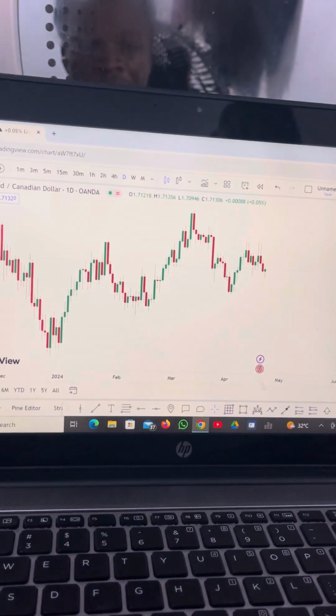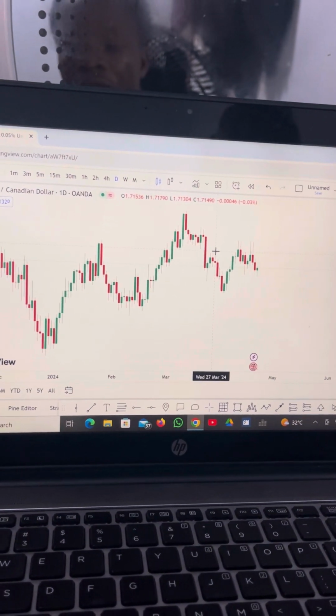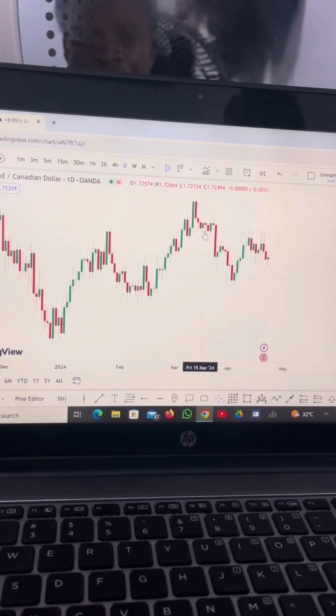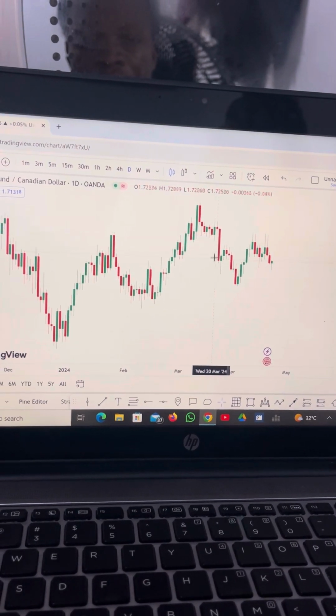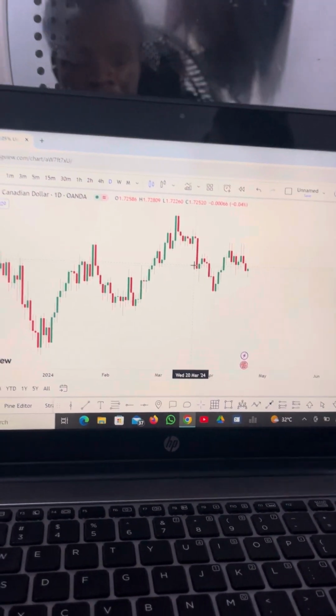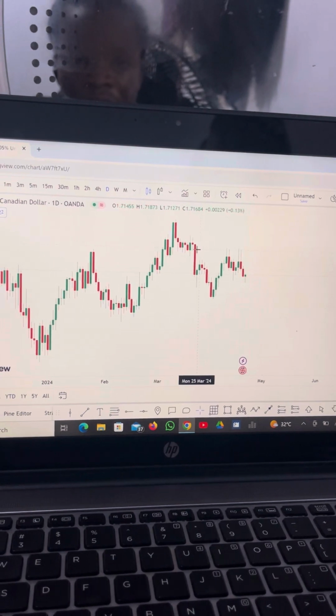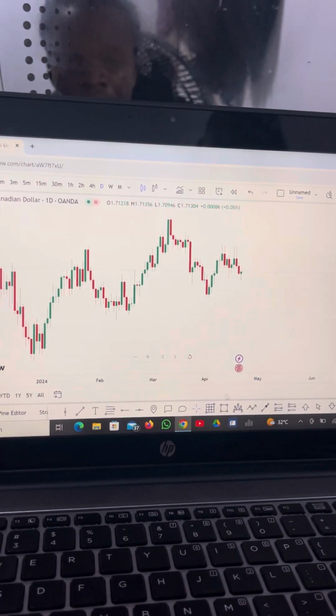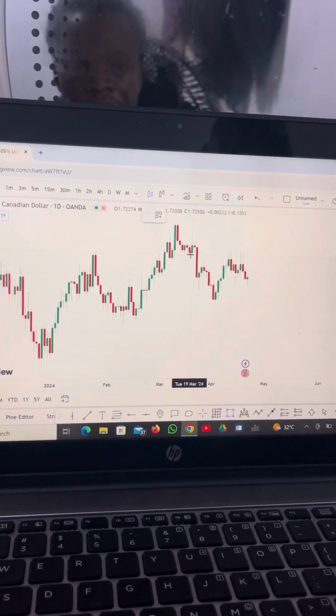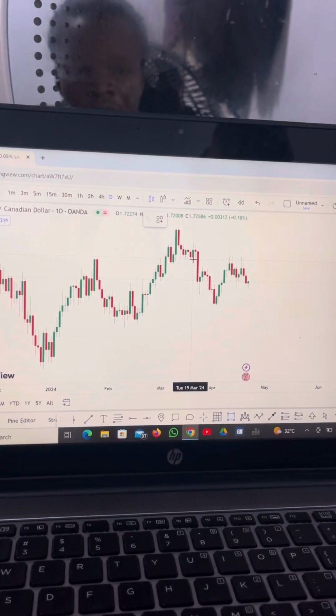So this is what I did when I woke up in the morning. I saw that the market has really moved in a good direction, and it left a nice fair value gap to trade. So I quickly marked out my fair value gap here.